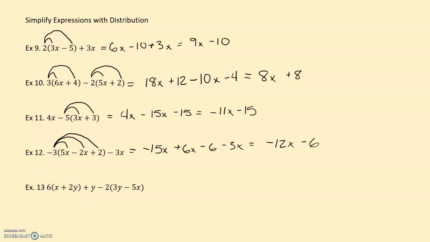Now we can combine like terms. Negative 15x plus 6x minus 3x is negative 12x. And then the negative 6 stays right up there. There's no like term for that.